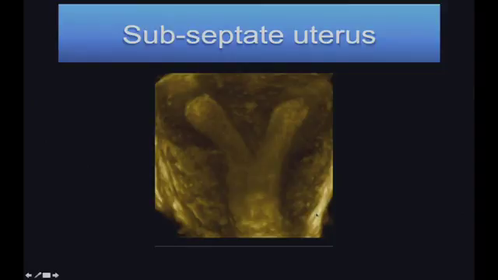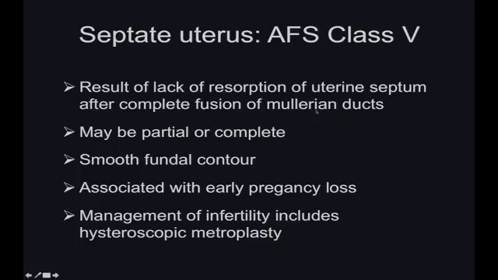We do our reconstructed coronal plane, and we have what we call the subseptate uterus, where we have a partial septum and a smooth fundus. So the septate uterus is an AFS Class V. It's the result of lack of resorption of the uterine septum after complete fusion of the Müllerian ducts. It may be partial or complete.